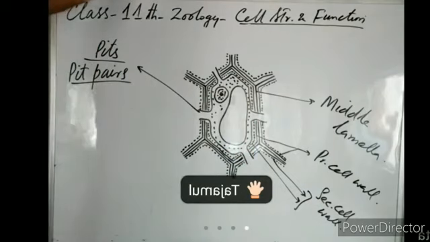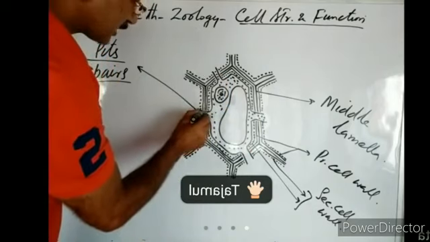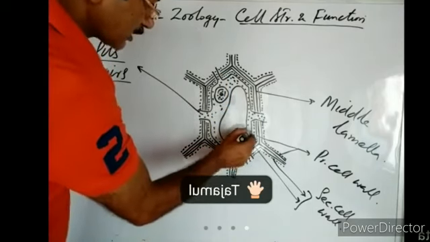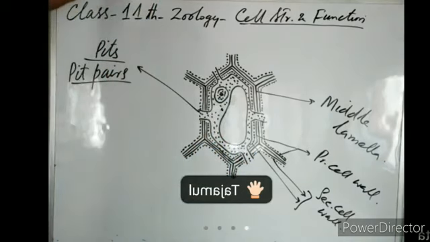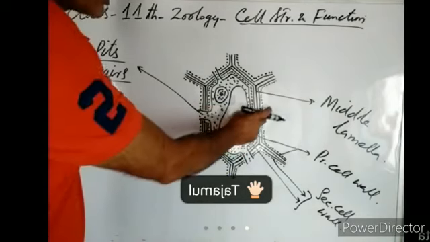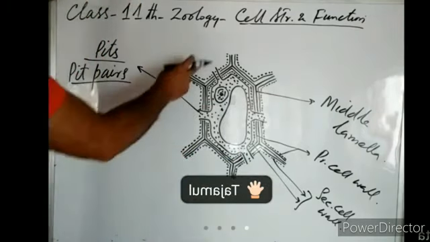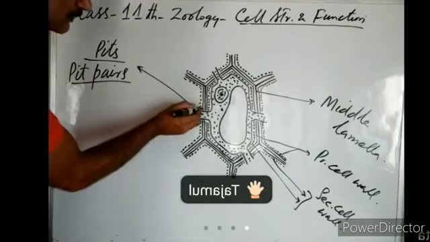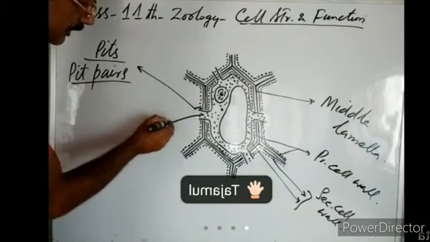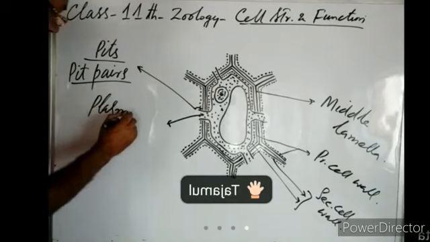So strands of cytoplasm of one cell are continuous with the strands of cytoplasm of another cell. Cytoplasmic strands of two neighboring cells are continuous through these pit pairs. Through these pits, cytoplasm of one cell is linked with the cytoplasm of another cell. Right? These strands of cytoplasm, which pass through these pits, are known as plasmodesmata.